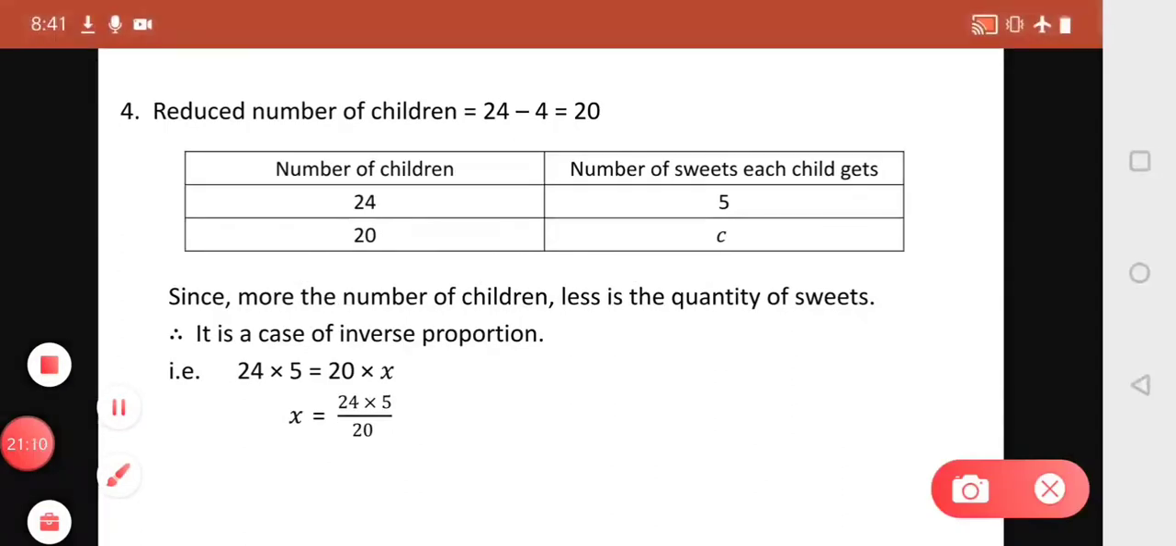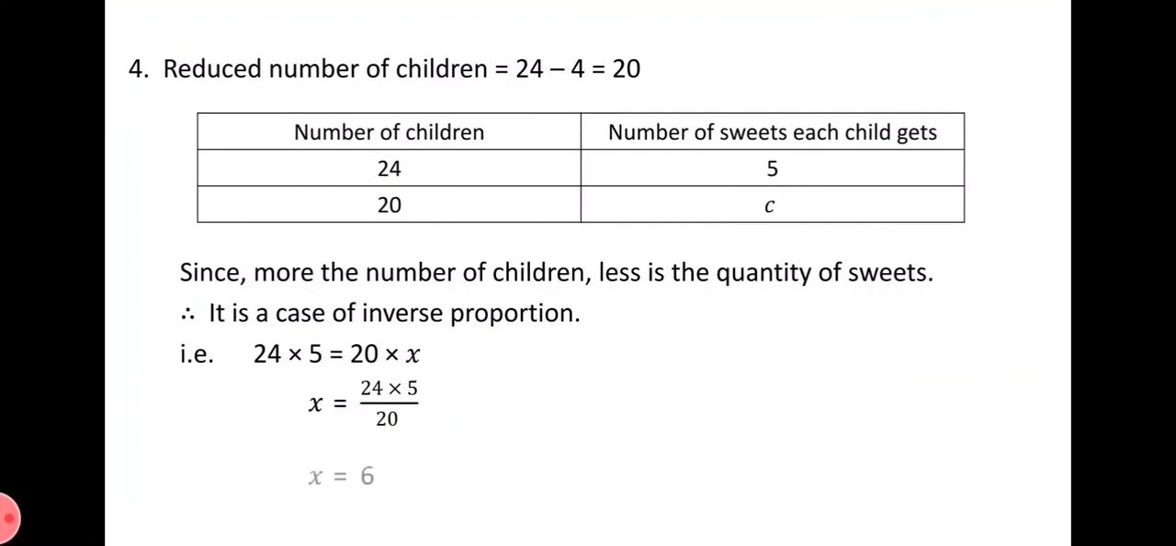Yes, we will transpose 20 to the opposite side, so it becomes division. Now here we can cut: 5 ones are 5 and 5 fours are 20. And 4 ones are 4 and 4 sixes are 24. So we will get x equal to 6. Therefore, each child will get 6 sweets. If the number of children is 20, then each child will get 6 sweets.